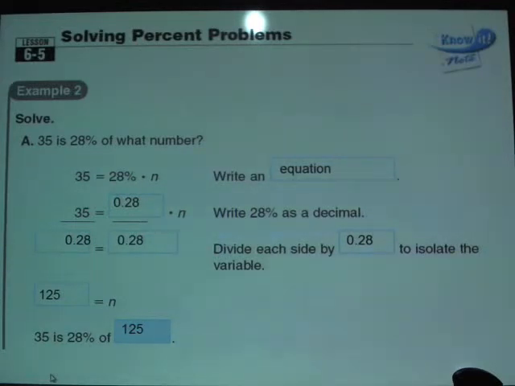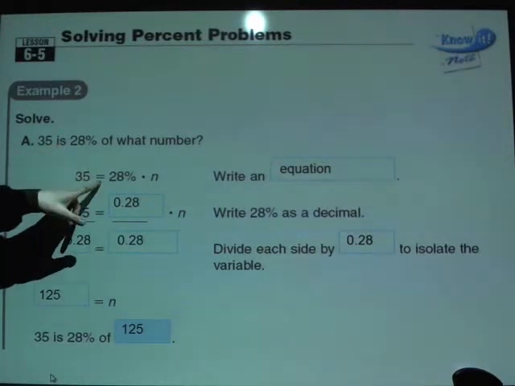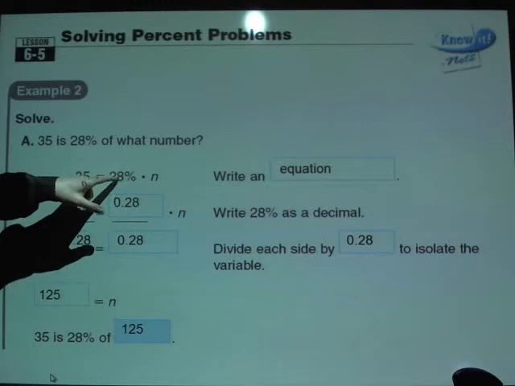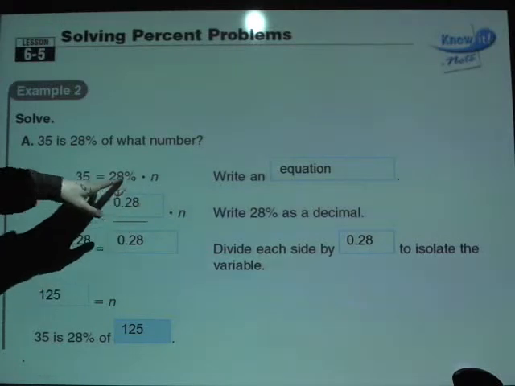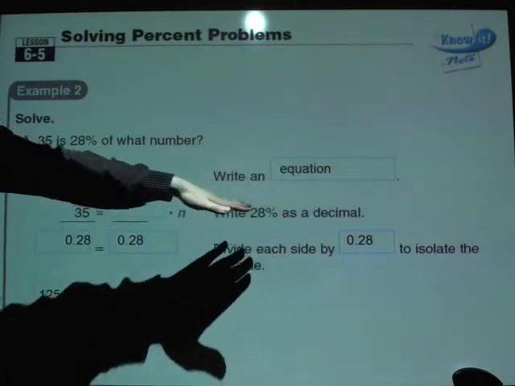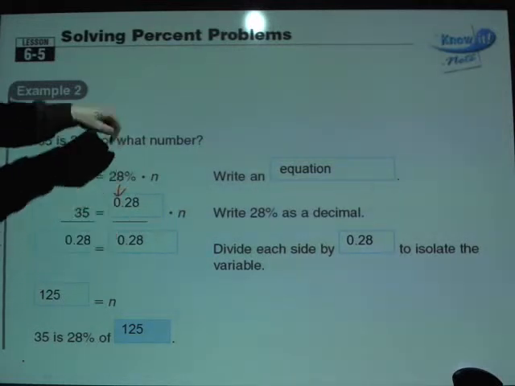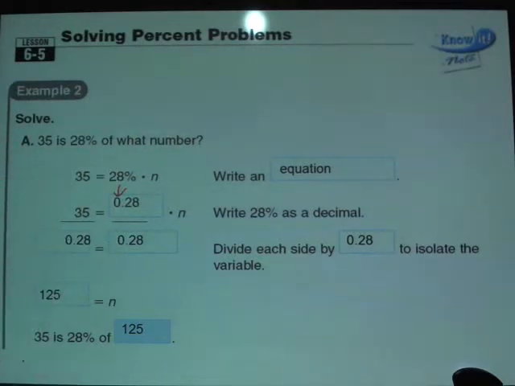So 2a here says 35 is 28% of what number? Well, let's translate it. First thing we've got is 35. 35 translates as 35. Is translates to equals. 28% is 28%. Now you're going, well, wait a minute. You said a minute ago you wouldn't leave that. You're right, I didn't. If you look down one line, the first thing I did is I changed it to 0.28 because I changed 28% into a decimal. Of is the next thing. That's always your times sign. And then what number? That's your variable. My variable is n here. So I've got 35 equals 0.28 times n.